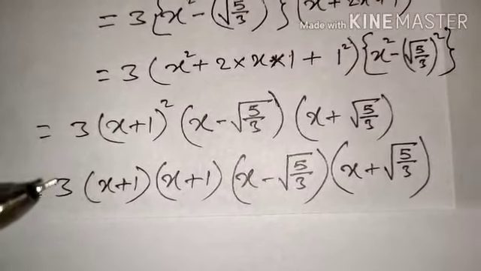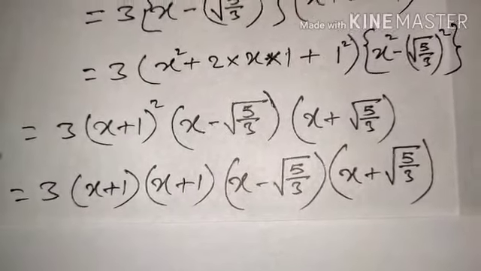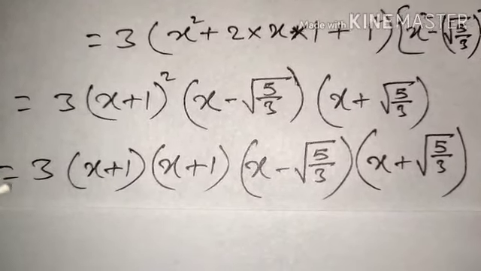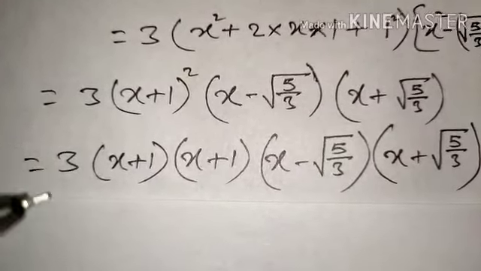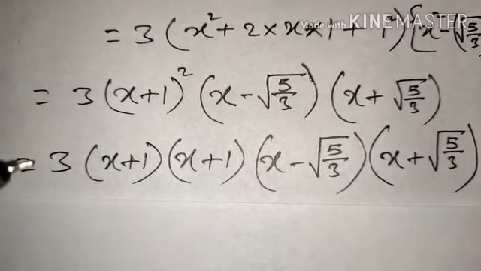Now 3 into x plus 1 into x plus 1, x minus root 5 by 3, x plus root 5 by 3. Now don't start thinking that 3 is a zero. No, 3 is not a zero over here, because no x is associated with 3. 3 is never going to be equal to 0, so that's why 3 is not a zero of the given polynomial.